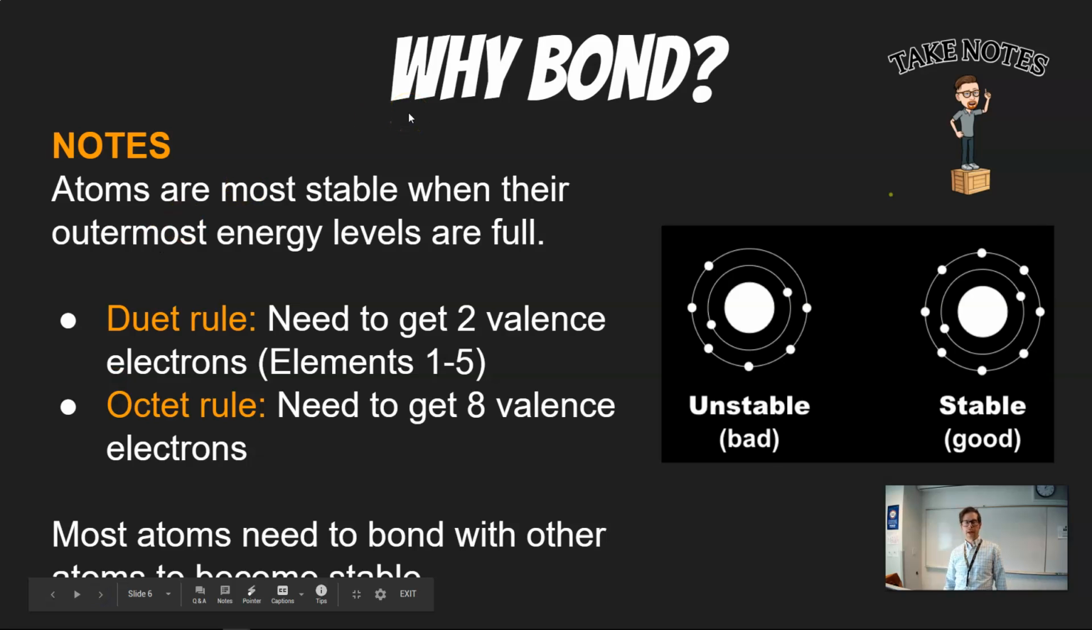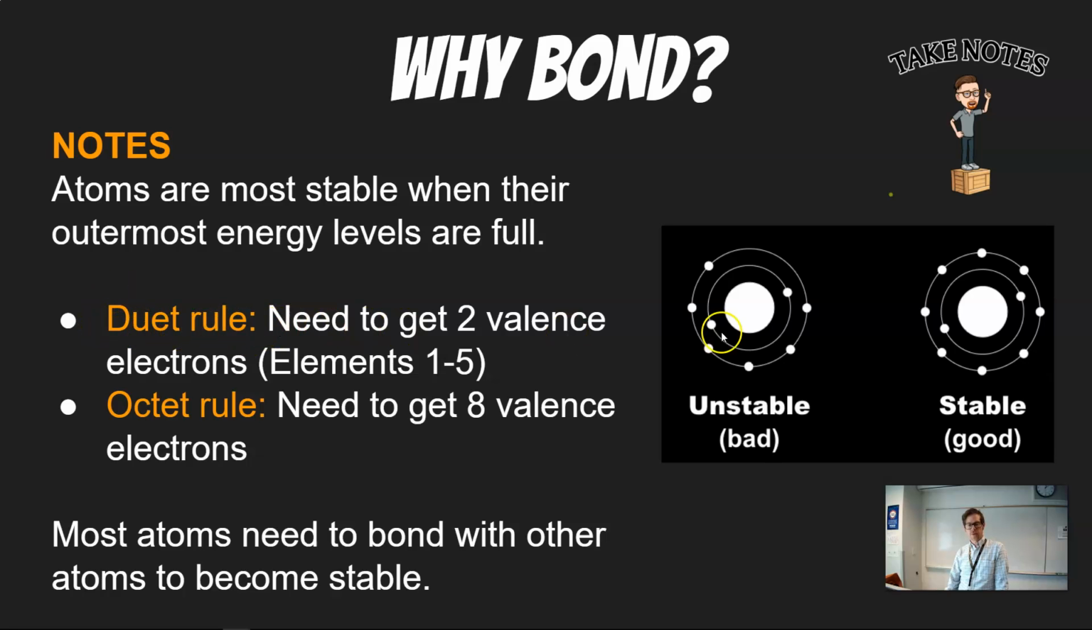Okay, so why bonding? Before we talk about the difference between the two kinds of bonds, let's talk about why atoms end up bonding together. The reason is this: atoms are most stable when their outermost energy levels are full. Electrons are found in energy levels, and the levels start closest to the nucleus and move outwards. The first level can contain 2, and then the subsequent levels can contain 8. Generally speaking, for a lot of elements, we can figure out how many electrons they need to be stable by using the duet rule.